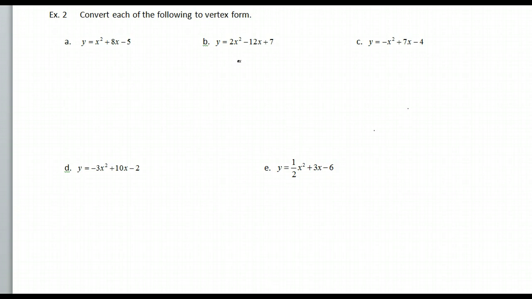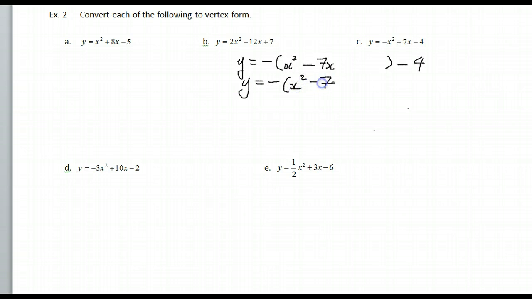Okay, C, y equals negative x squared plus 7x minus 4. There's a couple of things that will happen here. So first off, it has to be an x squared, so I need to factor out the negative sign from the x squared and also from the 7x. So the 7x will become minus 7x, leave some space, and minus 4. This way, if the minus sign is distributed, you'll get negative x squared plus 7x, which is what we want.